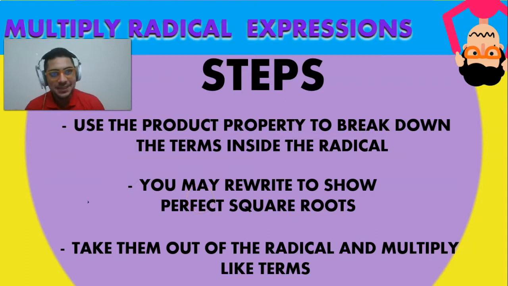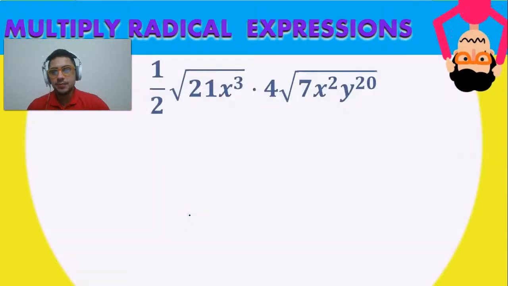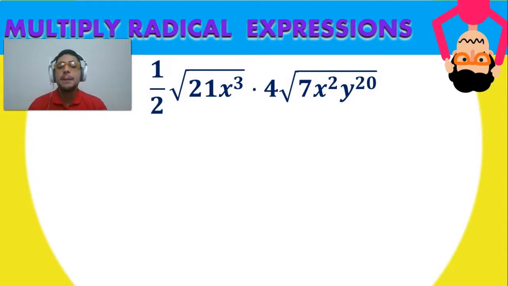Now, all these steps, guys, look wonderful, but it's better if we practice, right? So let's begin. Today's problem is 1/2 square root of 21x to the power of 3 times 4 multiplied by the square root of 7x squared plus y to the power of 20, right?